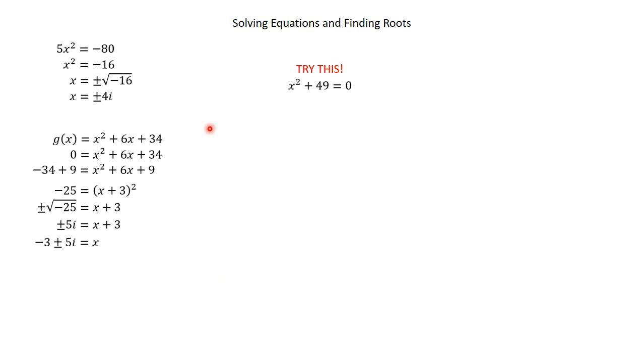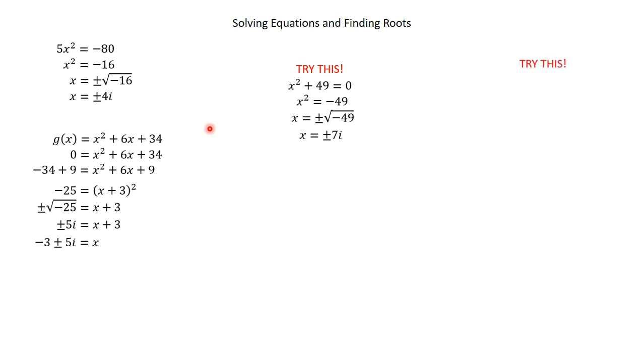Was that easy? How'd you do? Did you first start by subtracting 49 and then square rooting both sides? Let's see, square root of 49 is 7. There's a negative, so that'll make it x equals plus or minus 7i. Did that one go well? I hope so. If not, did you see what happened there?